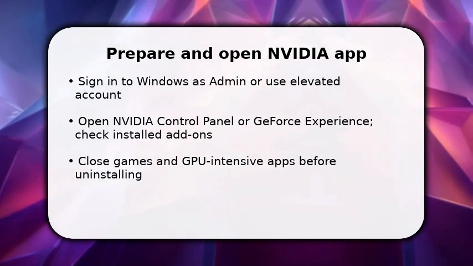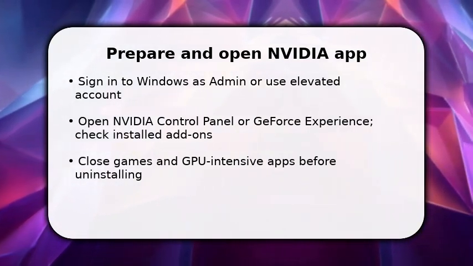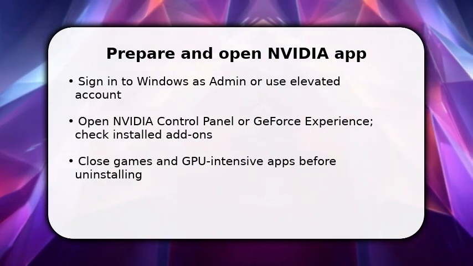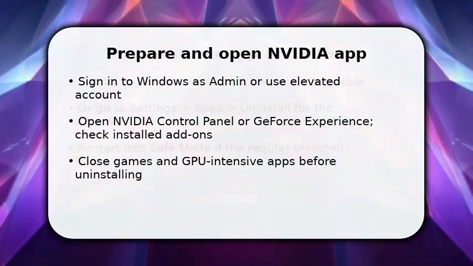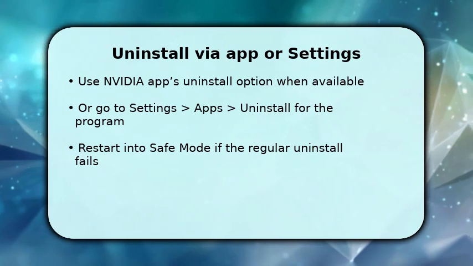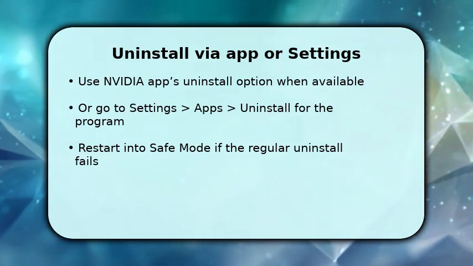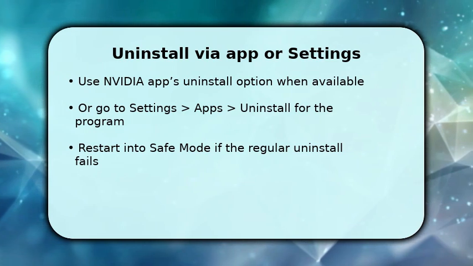You're starting immediately with these steps because elevation and exclusive file access are why uninstalls succeed the first time. Next, use the Nvidia app's built-in uninstall feature first. It preserves settings and removes related components cleanly.